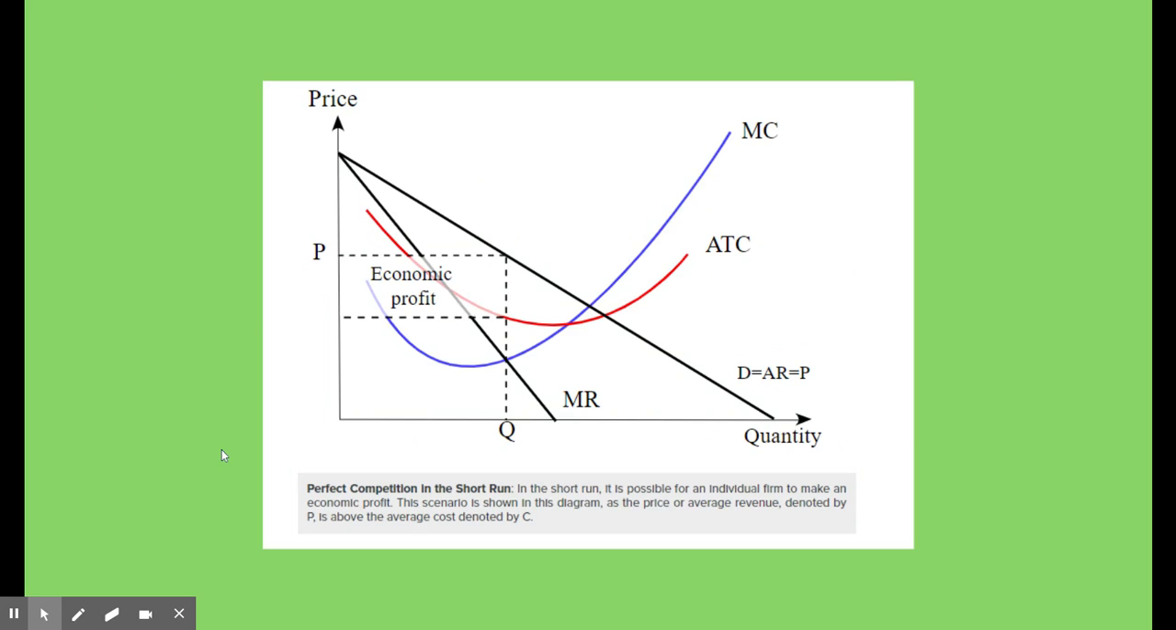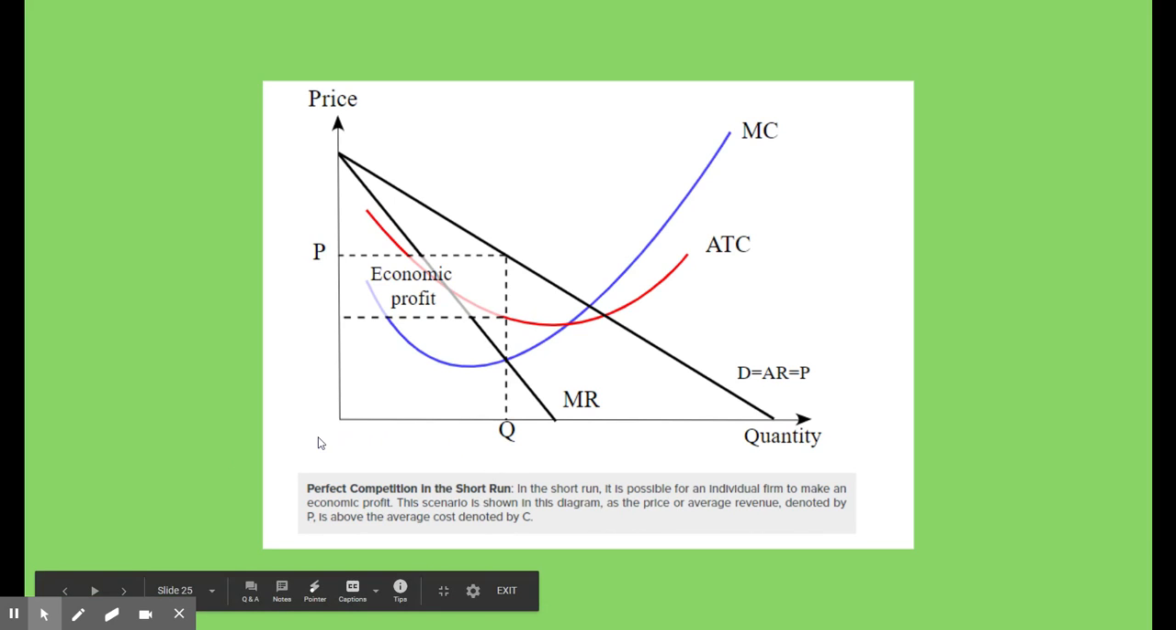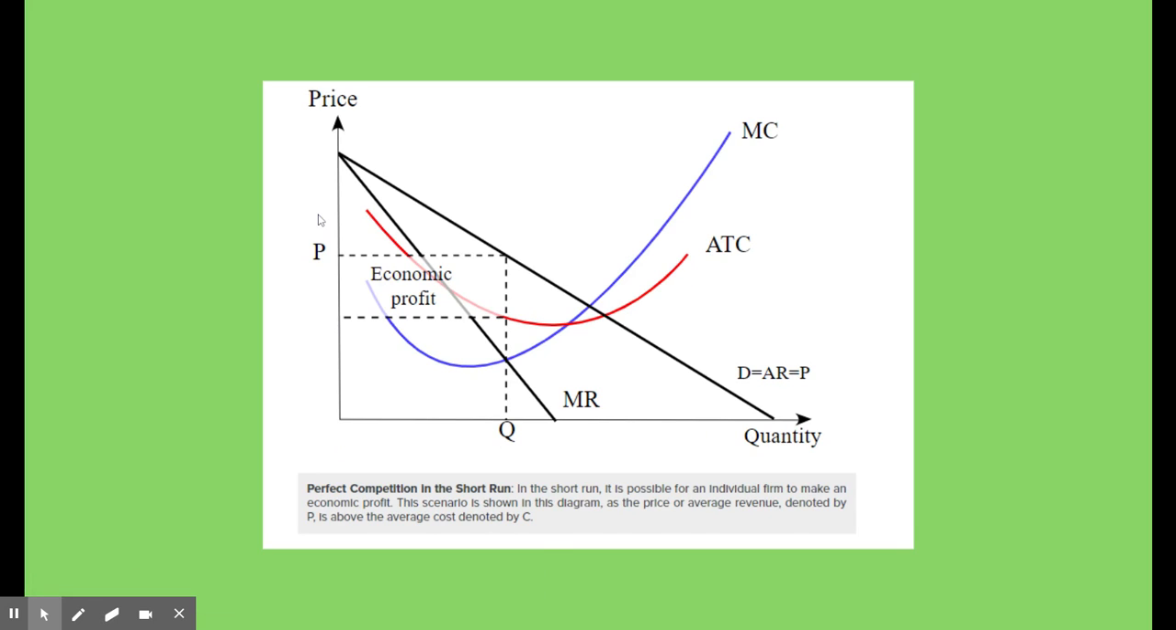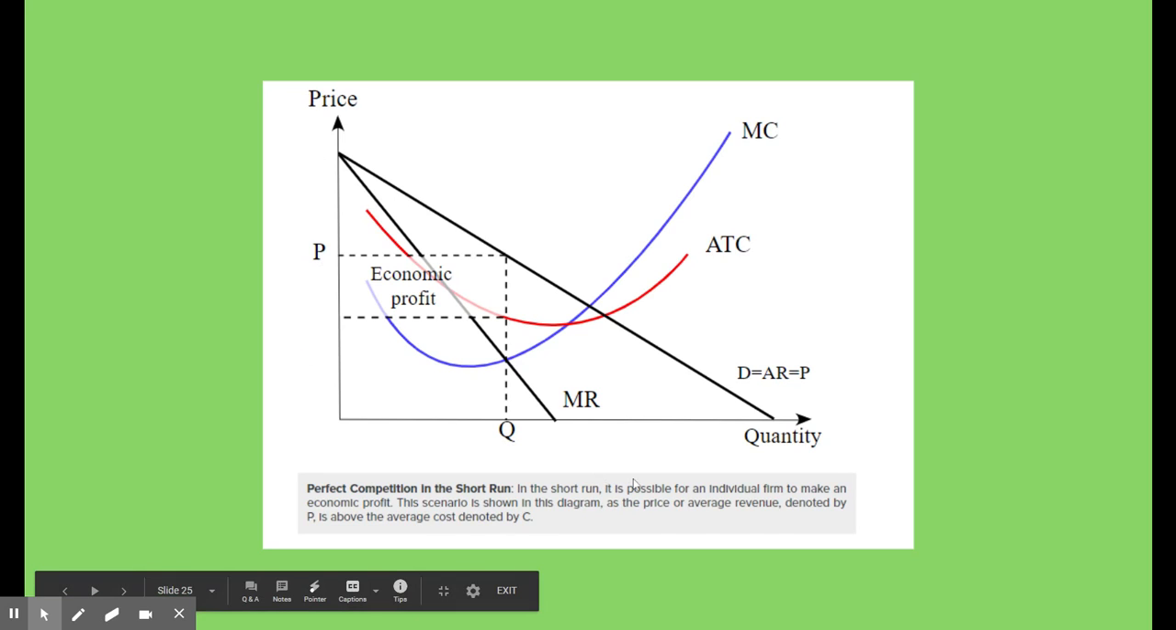So, looking at perfect competition, with each of these we're going to keep in mind that there is the quantity produced of goods and services on the horizontal axis, and on the vertical axis, price. So that's going to work the same way as the supply and demand charts. And here we're looking at marginal cost.